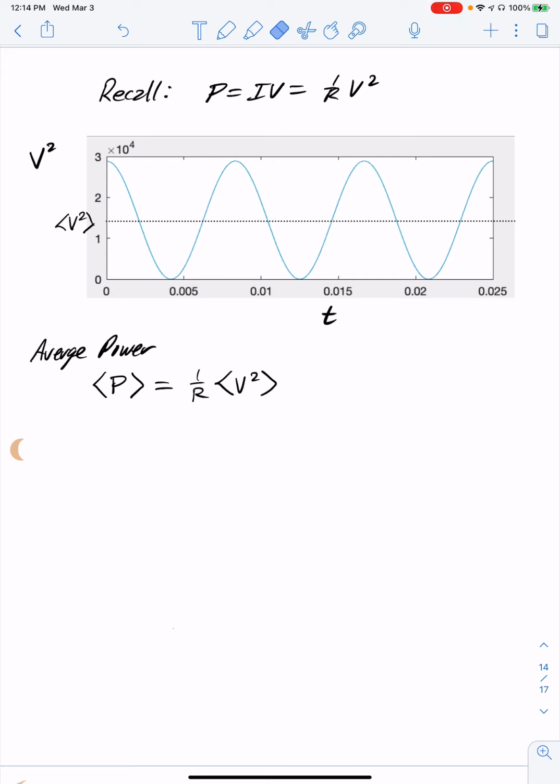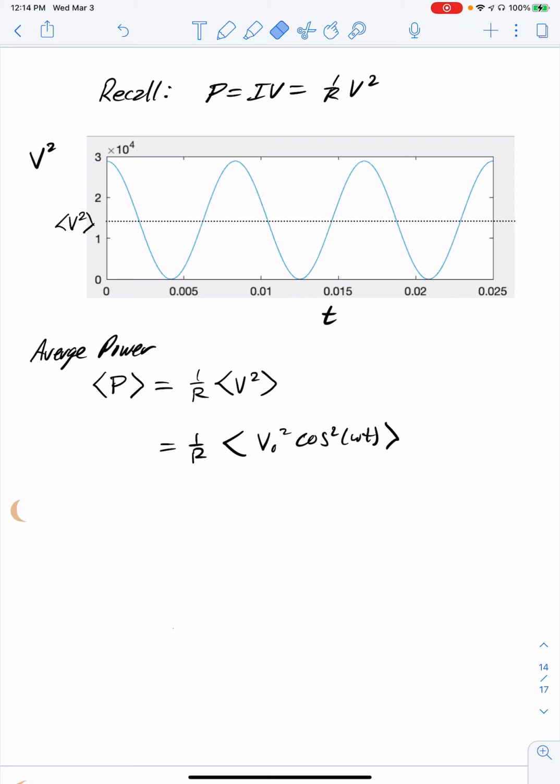Okay, and so the power in the circuit is going to be oscillating as 1 over R times V squared. So if V squared oscillates, the power oscillates. But the average power, the time average, will just be related to that average voltage, which is this average square voltage, which is just that midpoint there.